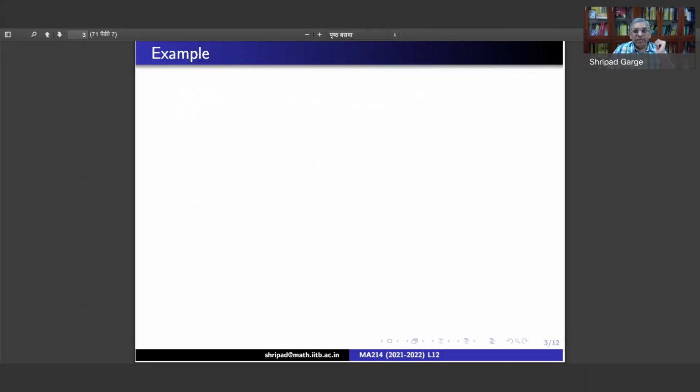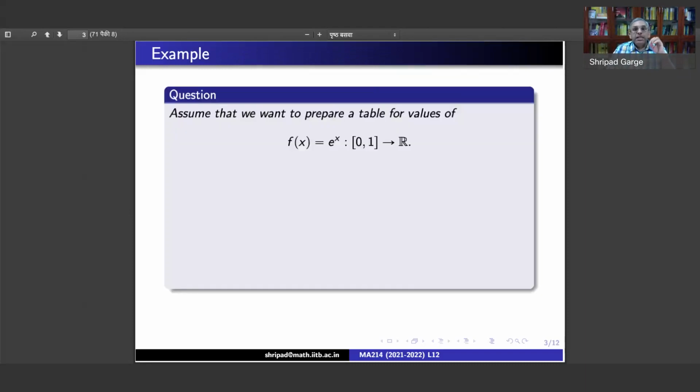So that's the example, and really it's a question, which is that we want to prepare a table for the values of the exponential function on the interval 0 to 1. Suppose our nodes have a uniform behavior. The 0th node is 0, then the first node is h, then the second node is 2h, 3h, and so on, up to ih and so on. How many nodes are to be taken? That will depend on the value h, and that's the value we want to compute towards the end.